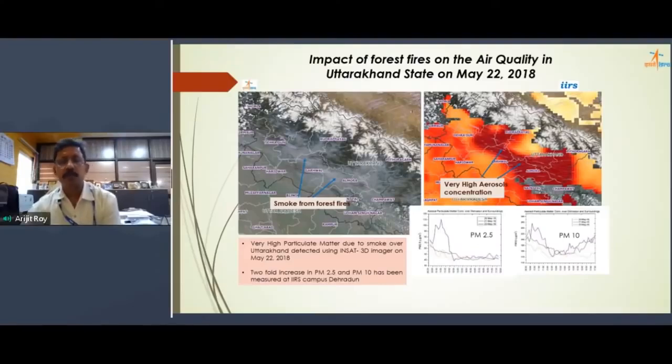Apart from the ecological impacts, the impact of forest fires on the air quality is also tremendous. Because of forest fire, the smoke which is released results in high aerosol concentration in the atmosphere. And this high aerosol concentration is one of the key contributors to the high particulate matter over Uttarakhand during the fire seasons. And this results in health hazards as well as many other health complications to the residents in this region.